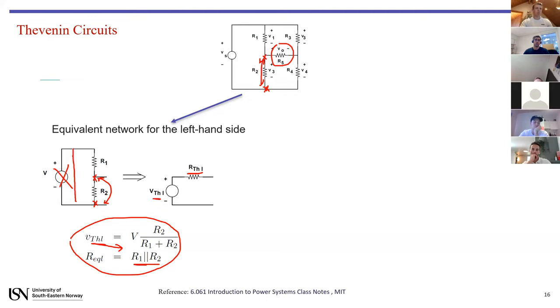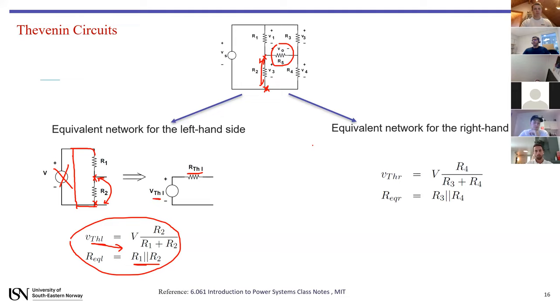If you make it a short circuit, you can see these two resistors are in parallel. The second one, you can again do from this point. From this terminal, left-hand side, right-hand side. Okay, for the right-hand side, you will have the same thing again.